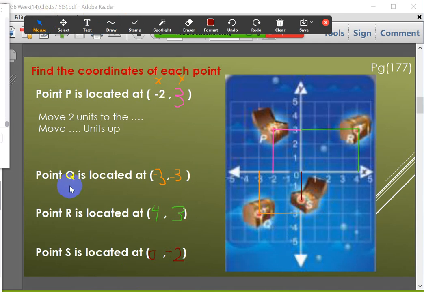Very good. Now, if you finish, please type 1 into chat, girls, to move to the next example on page 178.